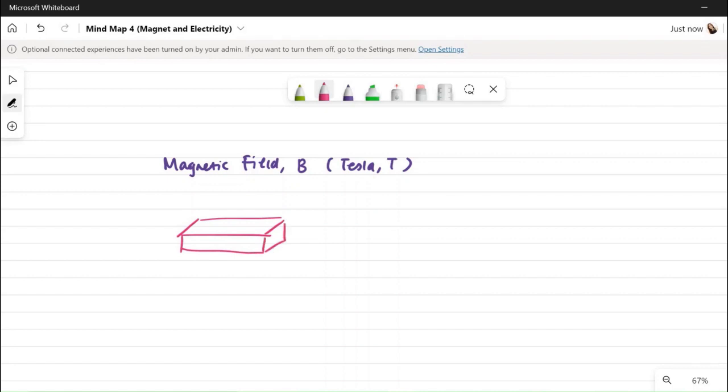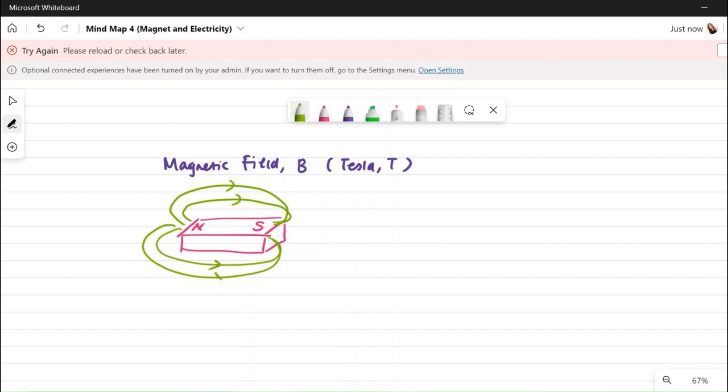For example, this is a bar magnet, where this end is a north pole, the other end is a south pole. So magnetic field is always directed from north to south. And since magnetic field is a vector quantity, you must know the direction of the magnetic field surrounding a magnet. Magnetic field also exists surrounding a wire which carries the current of I.